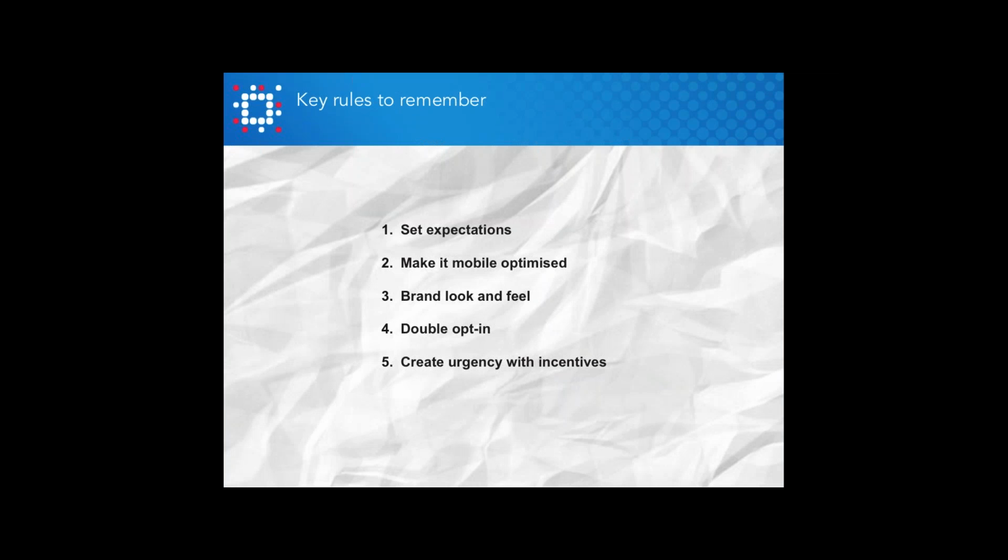No matter the method you choose to acquire email addresses via your website, these are the simple 5 key rules you should not forget. Number 1, always set expectations in terms of days, frequency, and content. Make sure they are always mobile optimized. Keep your branding consistent as it is much more reputable and easier to find. Always use a double opt-in for any quick sign-up strategies to ensure the quality of your leads. Good leads mean higher engagement in the long run. And create urgency with incentives to acquire those that may not be fully committed to signing up.